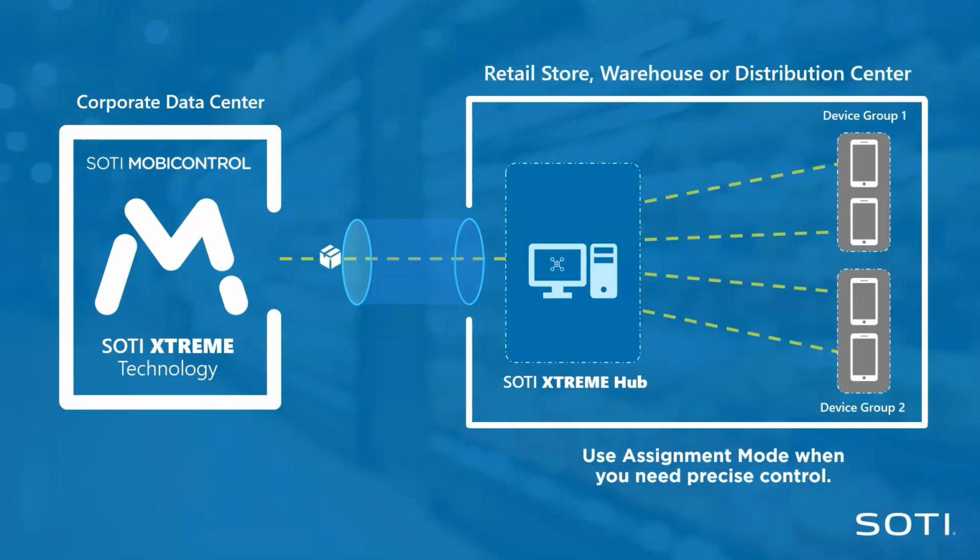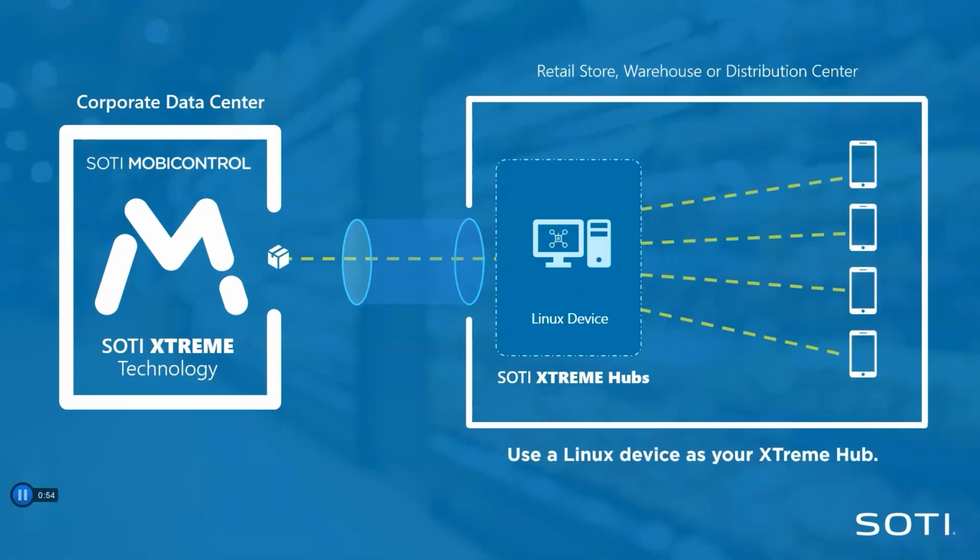Use assignment mode when you need precise control over which XTreme Hubs devices connect to. This is helpful in geographically distributed or bandwidth-constrained environments. Remember, once enabled, XTreme Hubs become the default delivery method for files, reducing strain on the deployment server and speeding up large-scale updates. If you don't have a Windows device available in each environment, you can also run XTreme Hub on a Linux device. This option has the added benefit of avoiding additional license fees and is a great alternative that many customers choose to utilize.